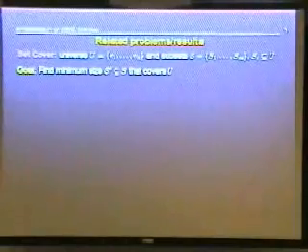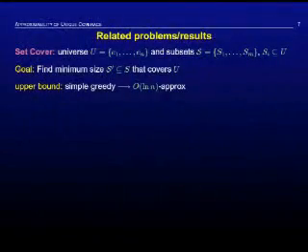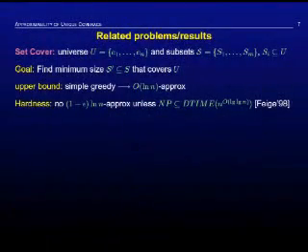Now there are some related problems. The first one is, of course, the standard set cover problem, where you want to minimize the number of sets that cover all the elements. We know the upper bound: a simple greedy algorithm gives an order log n approximation. And we have this hardness by Uri, which shows that essentially that's the best you can do unless NP is a subset of quasi-polynomial time.